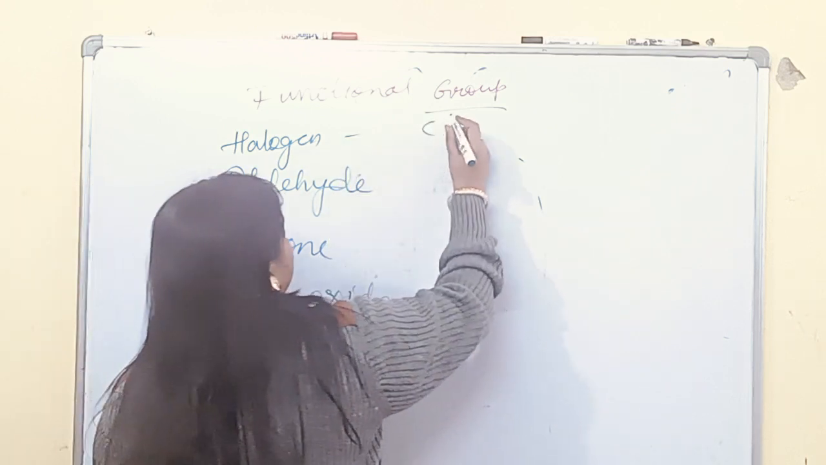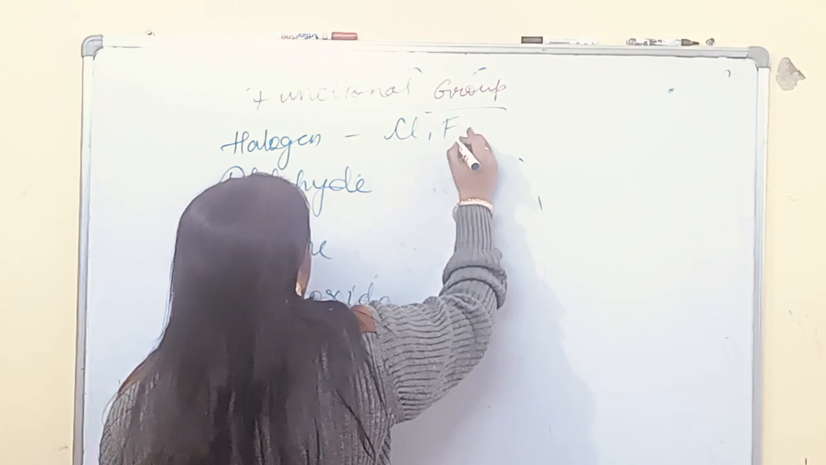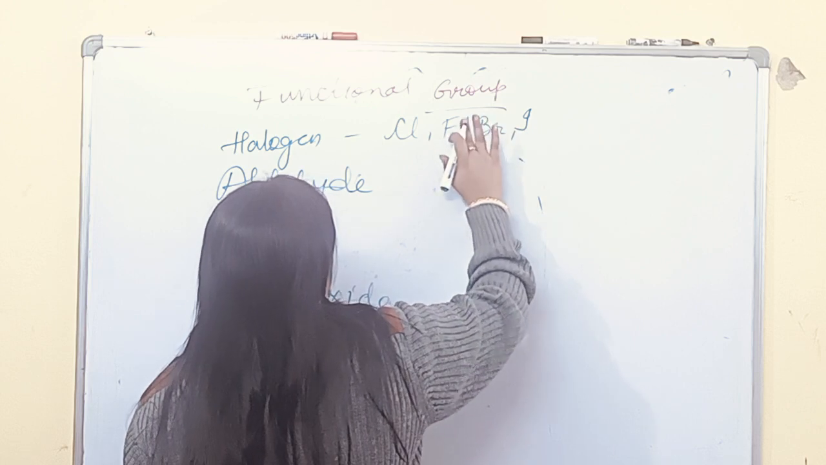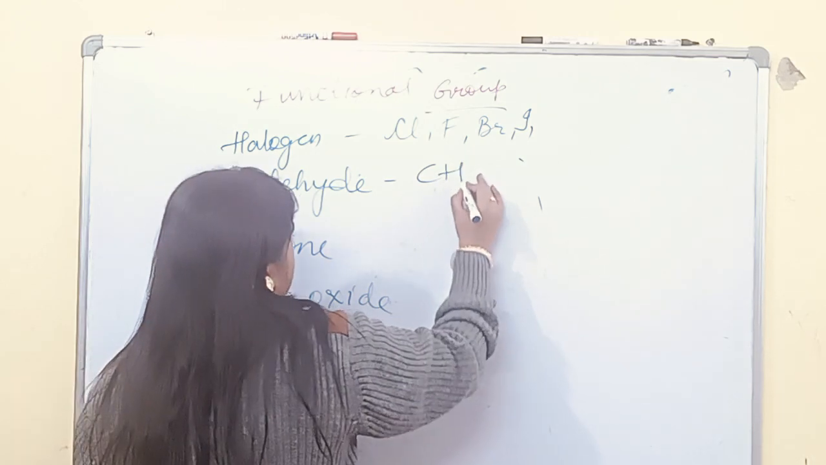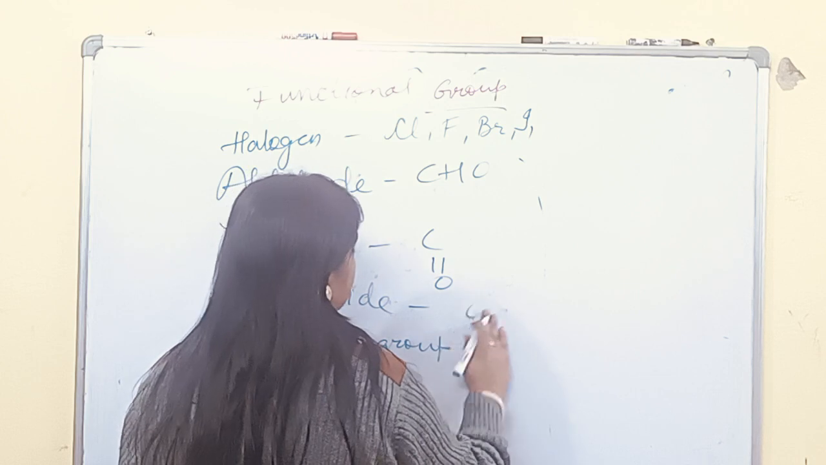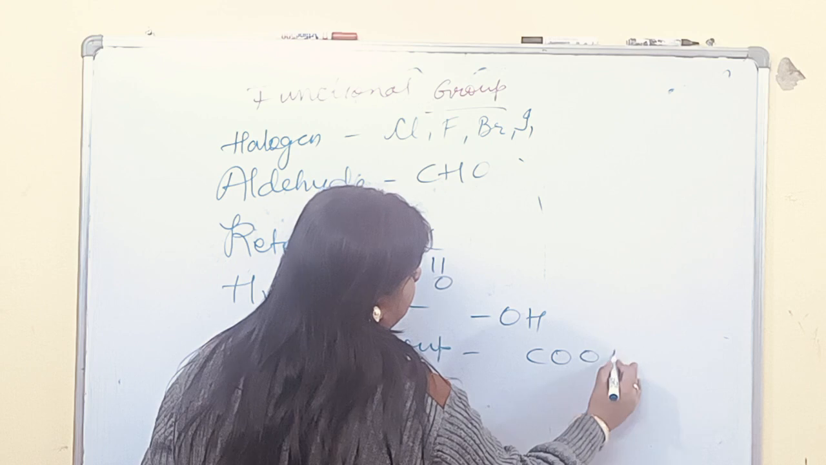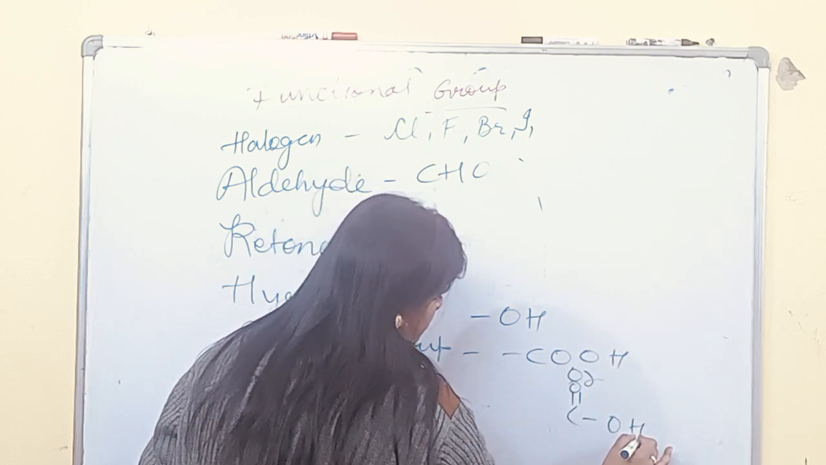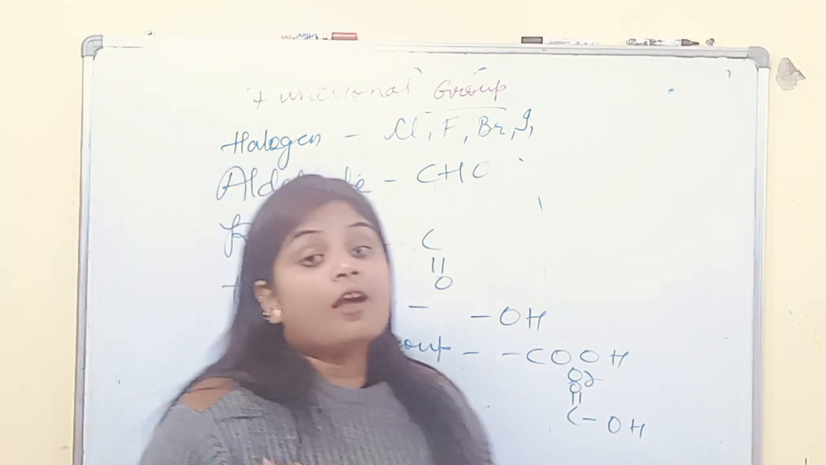Halogen is what? Chlorine, fluorine, bromine, iodine. Aldehyde is the CHO group. Ketone is, hydroxide is, and carboxylic group is. So these are some functional groups which make a bond with carbon.